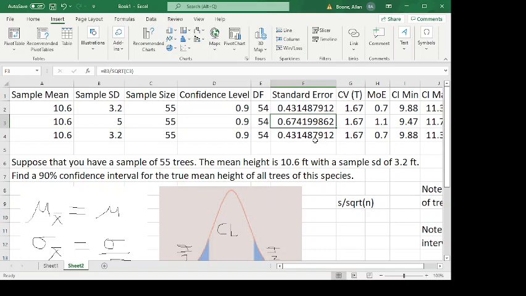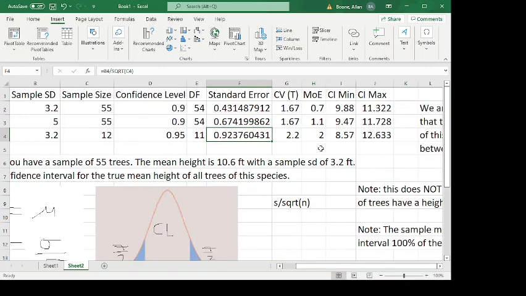If we were to change the sample size, notice we increase the sample size, we decrease the standard error, and thus decrease the margin of error. Because the larger your sample size is, the more likely it is that your sample mean is close to the true mean. And similarly, if we decrease the sample size, then we have a much larger standard error, and therefore a much larger margin of error.